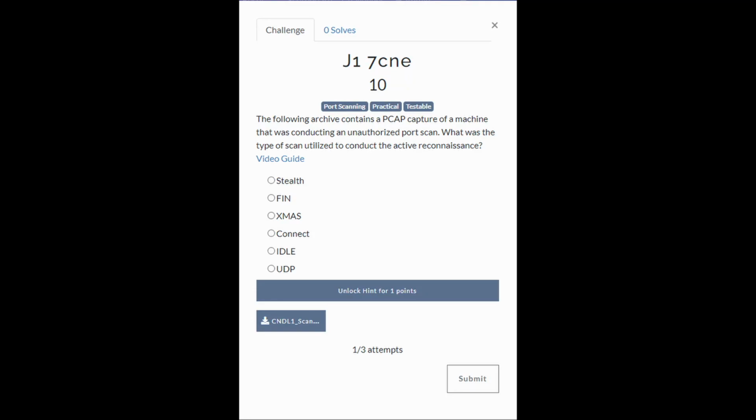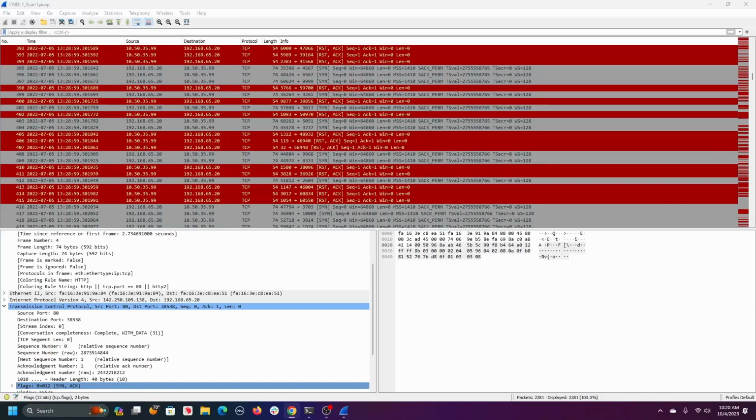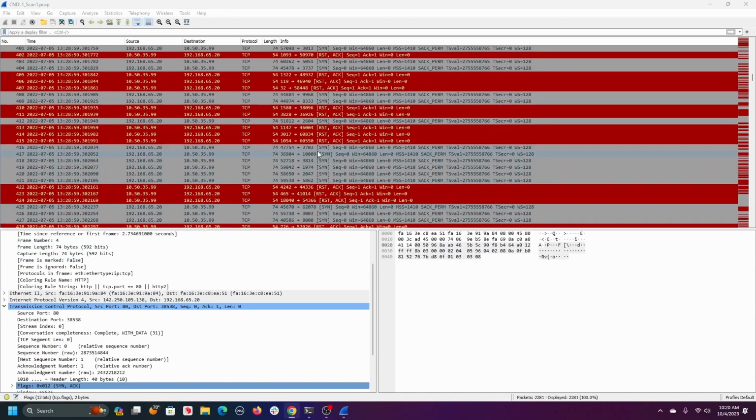The following archive contains a PCAP capture of a machine that was conducting an unauthorized port scan. What was the type of scan utilized to conduct the active reconnaissance? So we know a scan happened in this packet. We know it's a SYN packet that's being sent out on the scan.